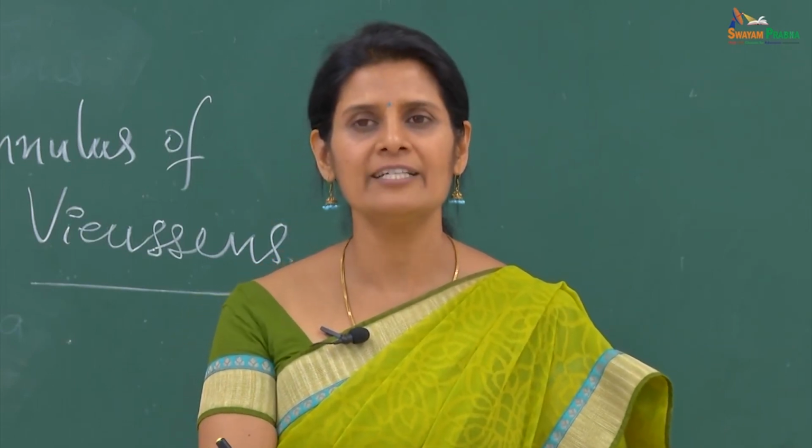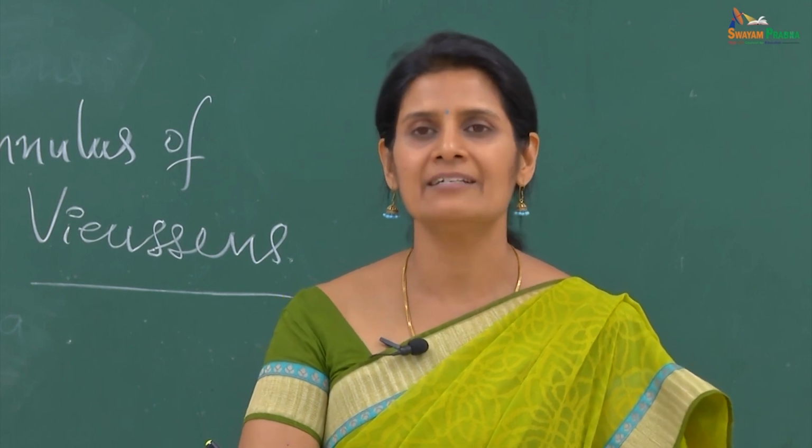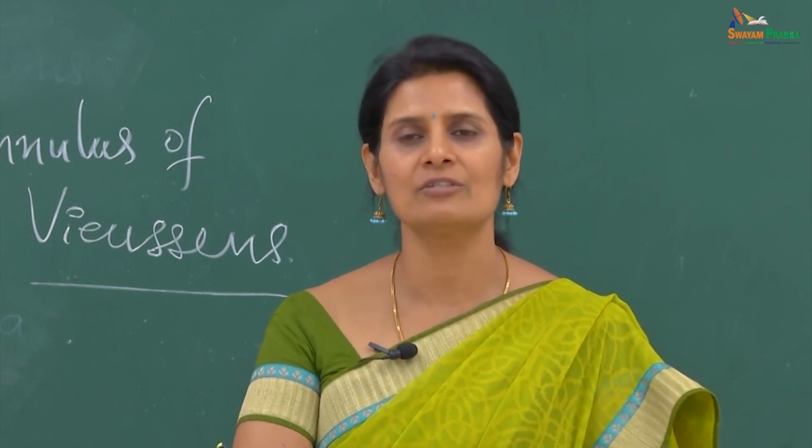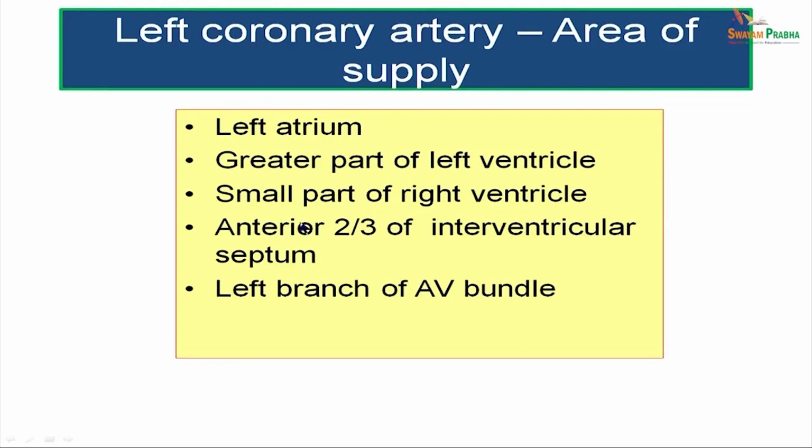A small part of the right ventricle, which small part is this? This is the part adjoining the anterior interventricular groove, because the anterior interventricular artery will give branches to this small part of the sternocostal surface of the right ventricle. It also supplies a greater part of the interventricular septum, because it is going to supply the anterior 2/3 of the interventricular septum. And in the conducting portion, it is going to supply only the left branch of the AV bundle. But we can recall in about 30% of the population, it can give a branch to the SA node.